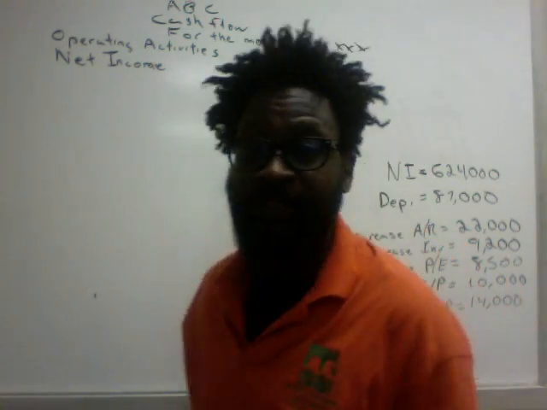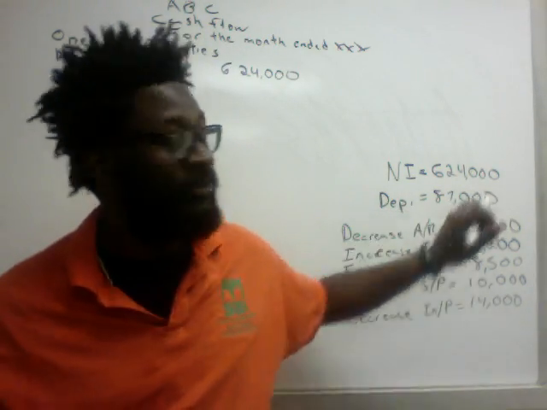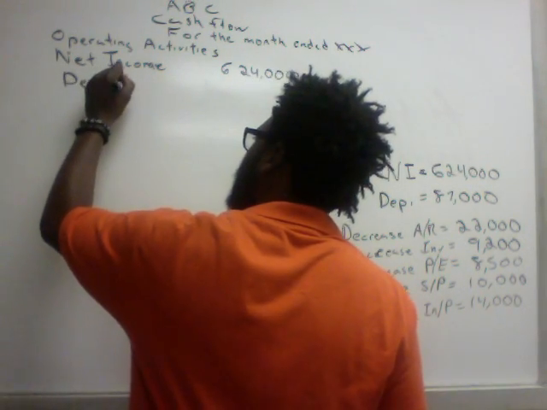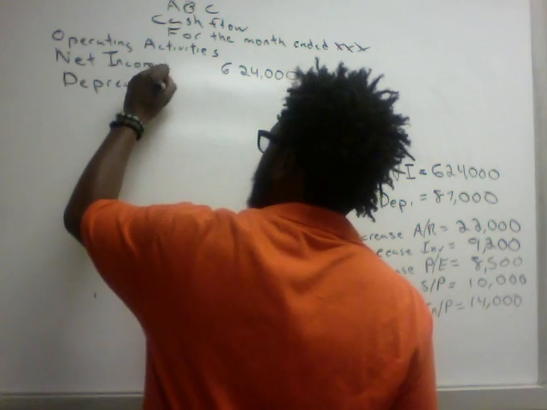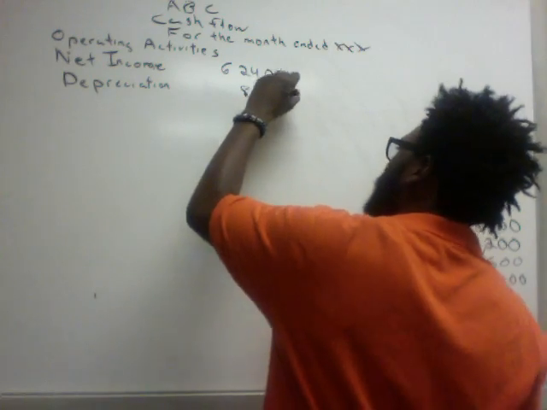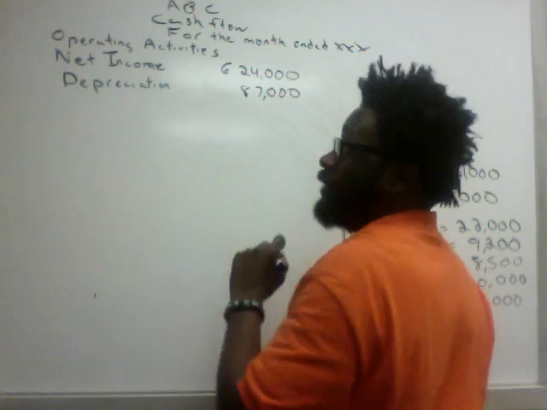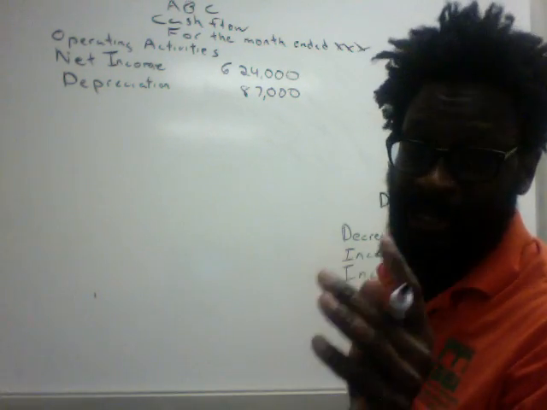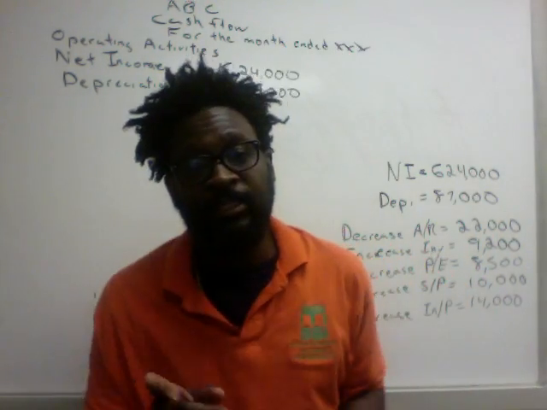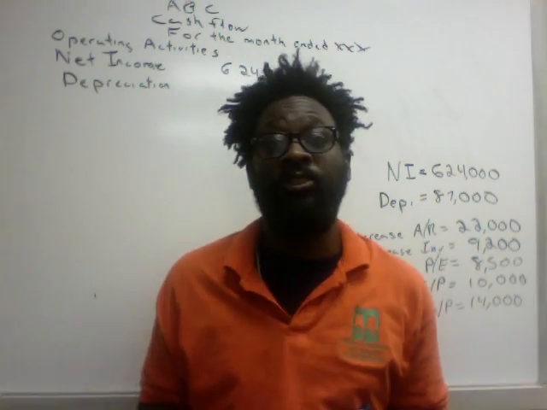The next thing you always do is you subtract amortization or depreciation, right? So we have depreciation of $87,000. You always subtract depreciation. Why? Because depreciation is a non-cash related activity. How do we know? Because we debit depreciation expense and we credit accumulated depreciation. I said subtract, I meant add back. So just please make a note of that.